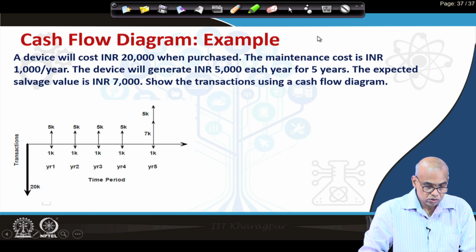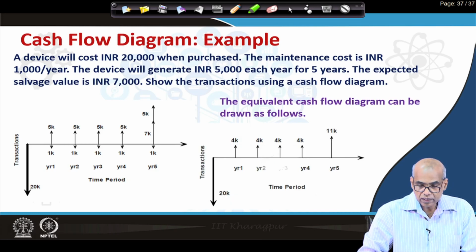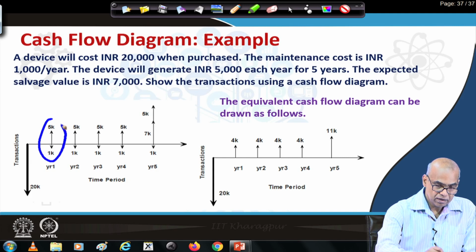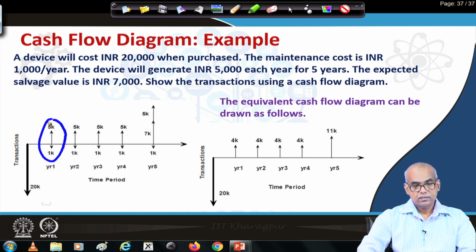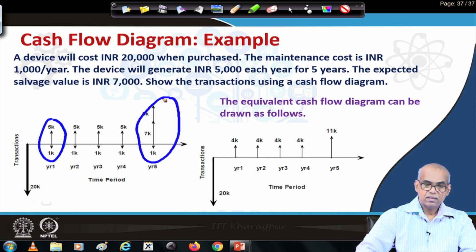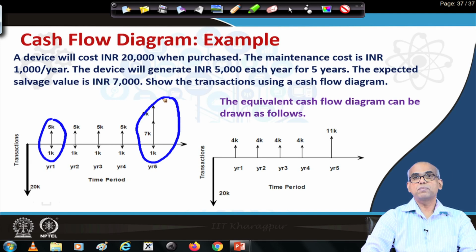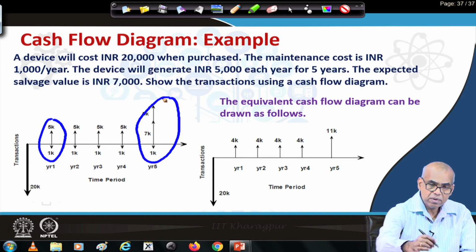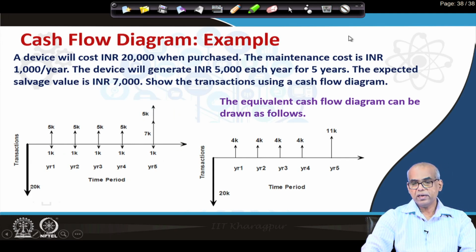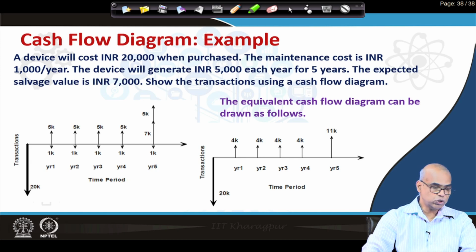You can also show alternately the net cash transactions. For example, here you can show that 4,000 rupees has been received net. Similarly, here 11,000 rupees has been received net. Similarly, for other cash transactions as well. So, the equivalent cash flow diagram can also be shown.